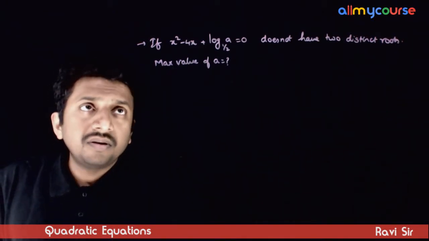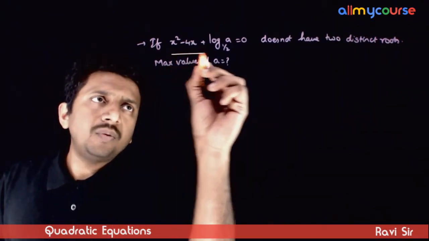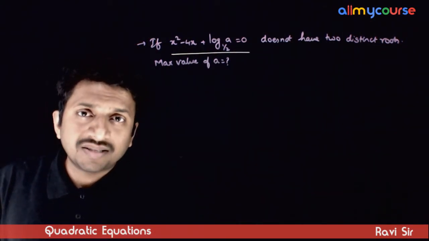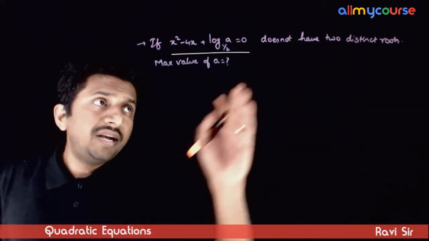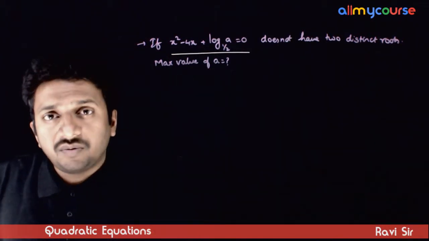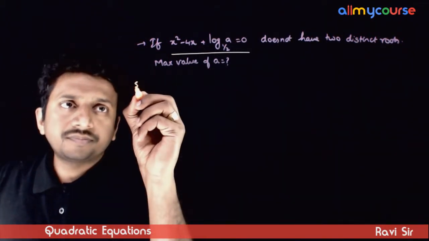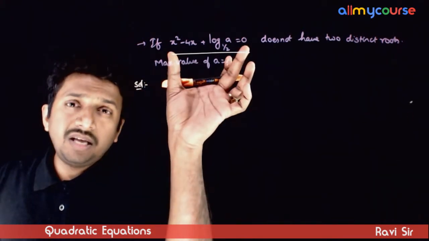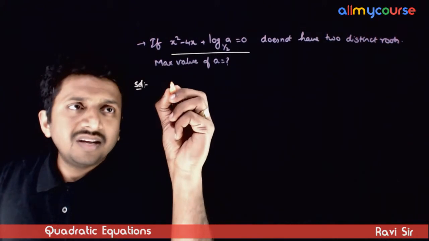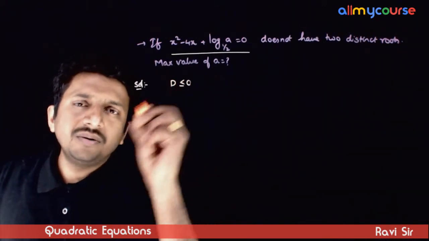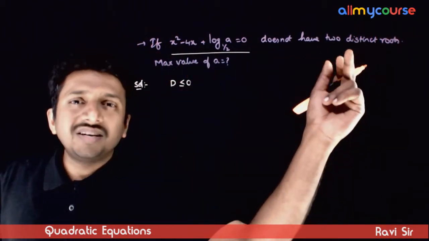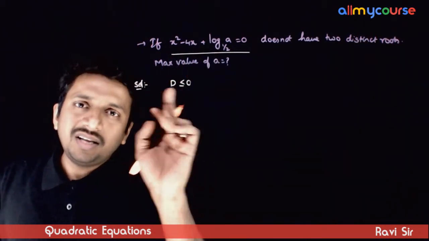In this question, you're given that if this equation x square minus 4x plus log a to the base half is equal to 0 does not have two distinct roots, the maximum value of a is equal to how much? So if this equation does not have two distinct real roots, then d has to be less than or equal to 0.